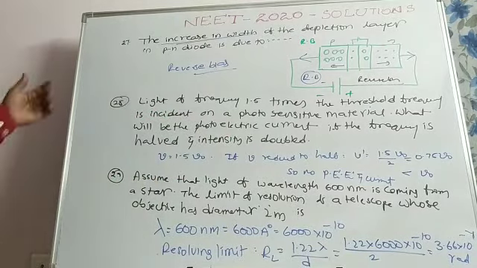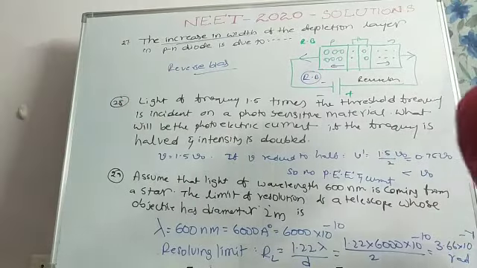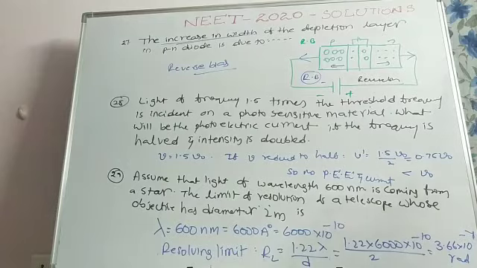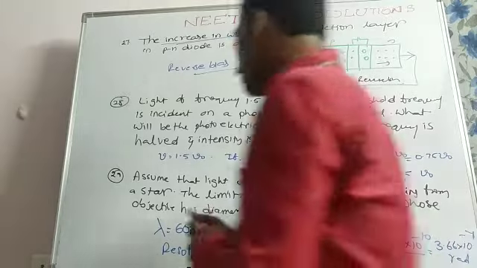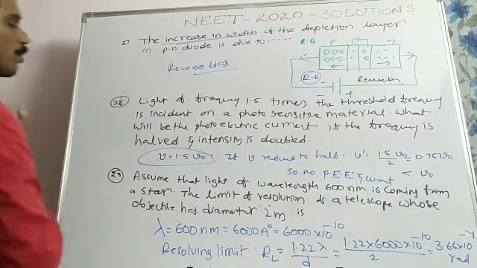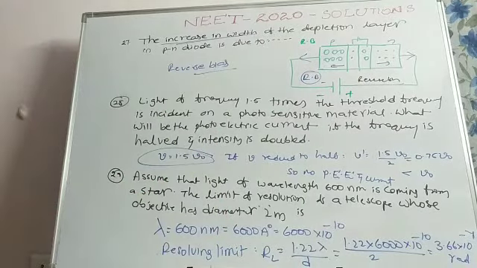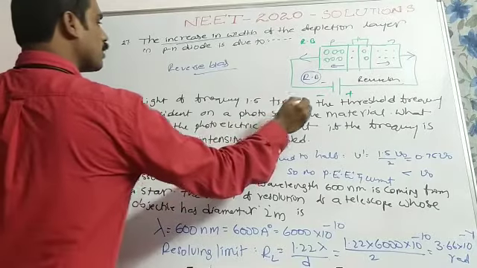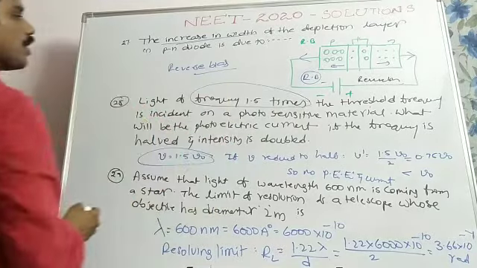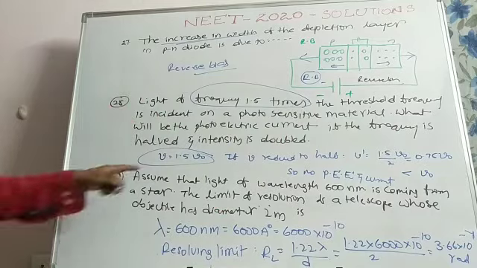Next question. Light of frequency 1.5 times the threshold frequency is incident on a photosensitive material. What will be the photoelectric current if the frequency is halved and intensity is doubled? So here, frequency nu is equal to 1.5 nu naught, where nu naught is the threshold frequency.